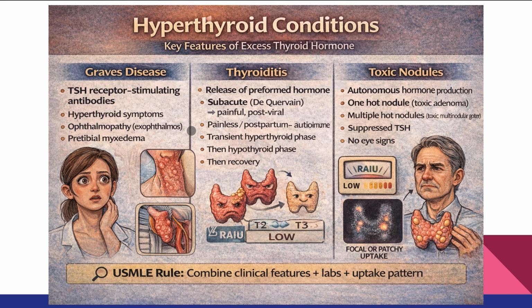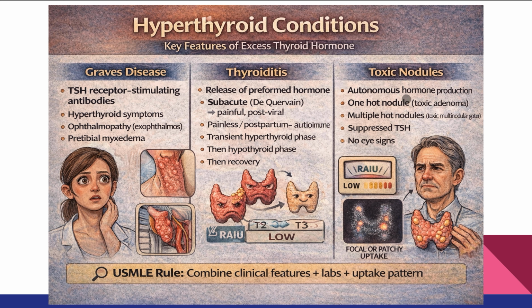Let's revise these features of hyperthyroid conditions once again. In Graves' disease, autoantibodies are formed against the TSH receptor, and because of overstimulation of these TSH receptors, there is increased T3 and T4, which leads to hyperthyroid symptoms, ophthalmopathy, and pretibial myxedema. Whereas in thyroiditis, there is leakage of preformed hormone. There are two types, subacute and painless or postpartum. There is a transient hyperthyroid phase, followed by a hypothyroid phase. Then there is a recovery. In thyroiditis, radioactive iodine uptake is low.